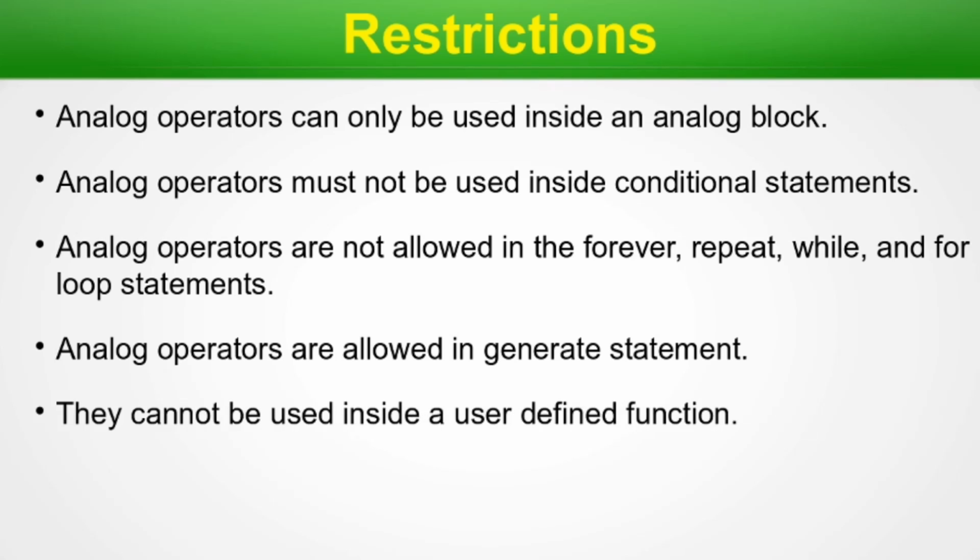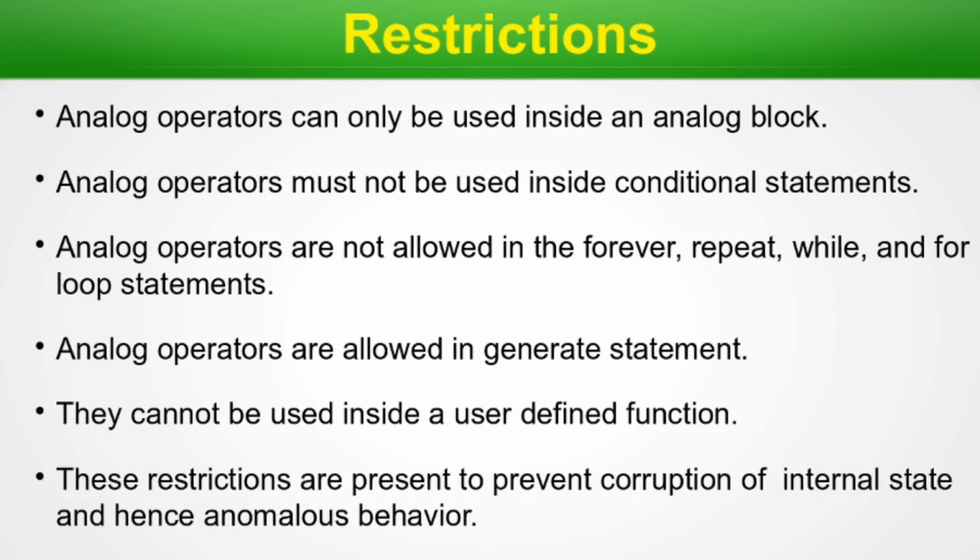They cannot be used inside a user-defined function. So inside the user-defined function, anywhere we cannot use it. These restrictions are present to prevent the corruption of internal state and hence anomalous behavior. So guys, these restrictions are there for good, because if they are used, they will corrupt the internal calculation and an anomalous result will come out for a particular variable, node, or whatever we are using. So we have to follow these restrictions.